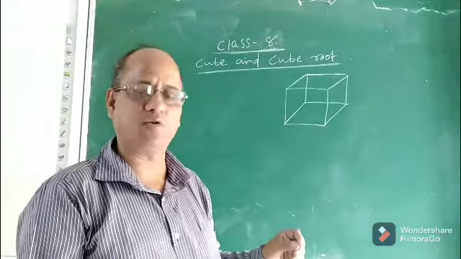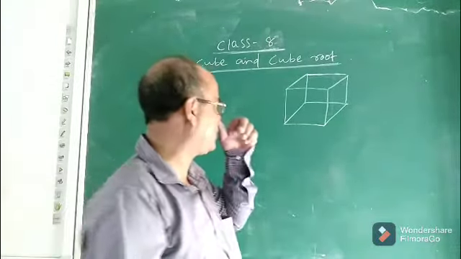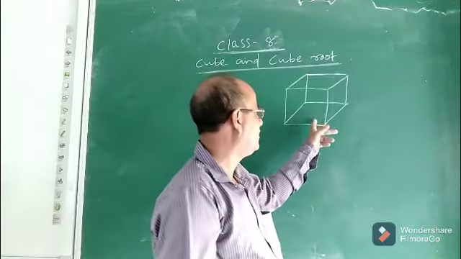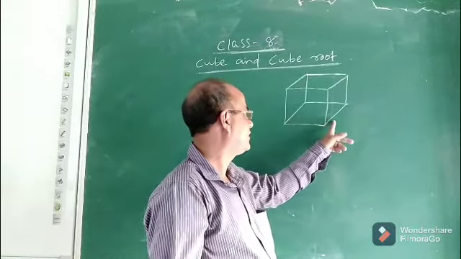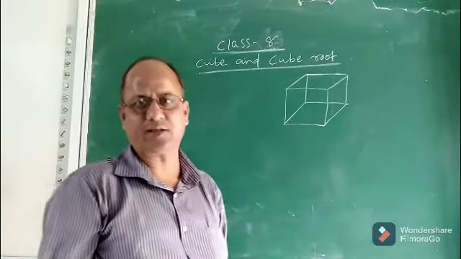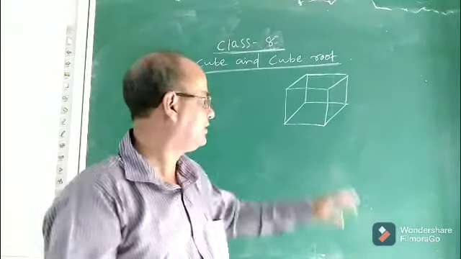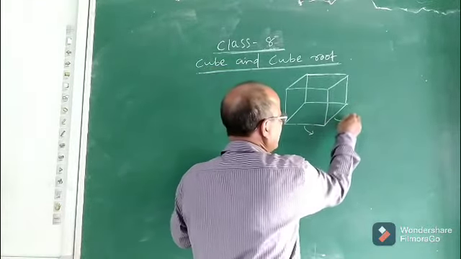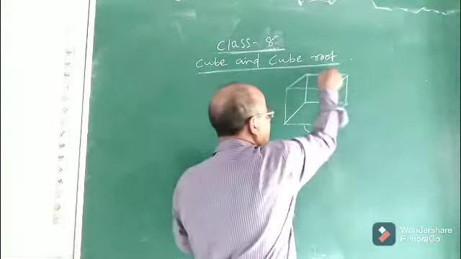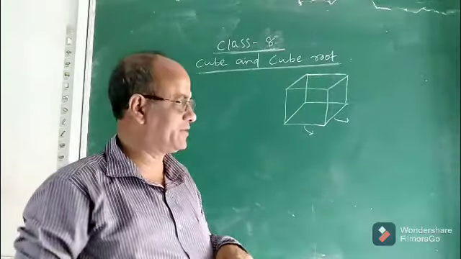What is the volume of a cube? How to find the volume of a cuboid, cube, etc.? Now, look, this is a solid whose name is cube. How many edges does it have? If I ask you, you can easily answer. It has 12 edges. This is one edge. You can name the edges 1, 2, 3, 4. You can easily count. It has 12 edges.